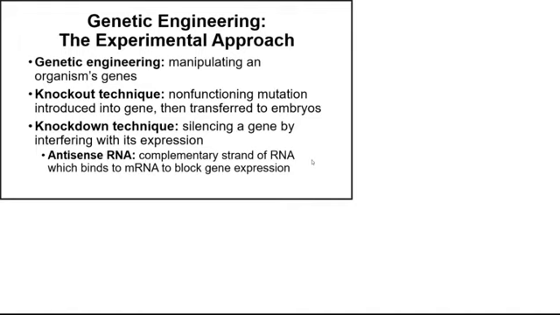with its expression. So we can use something like antisense mRNA, where we talked earlier about how we have our complementary strands of DNA, and when we want to make a copy of a gene, when we want to send it outside of the nucleus to make proteins from it, those strands have to separate, we have to bind to it, and then make that copy as we move along the template strand.